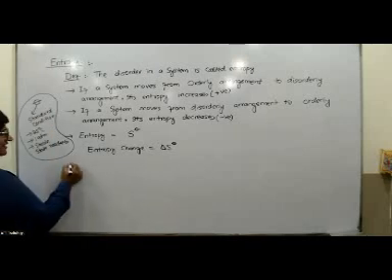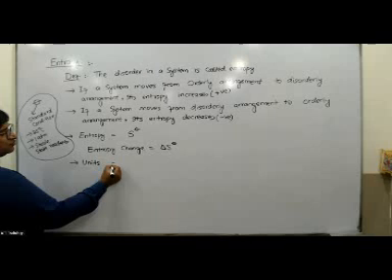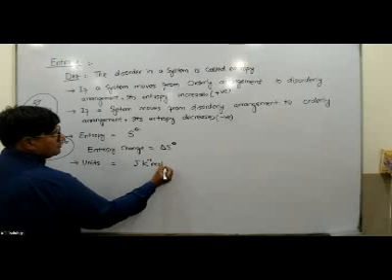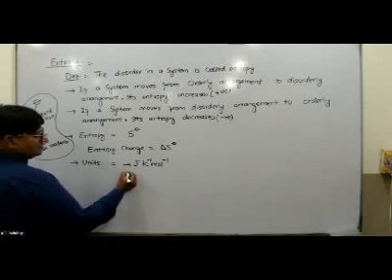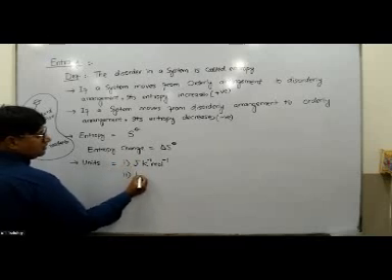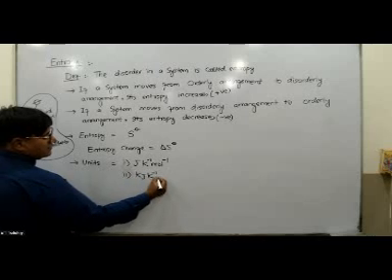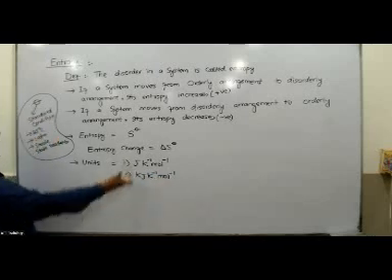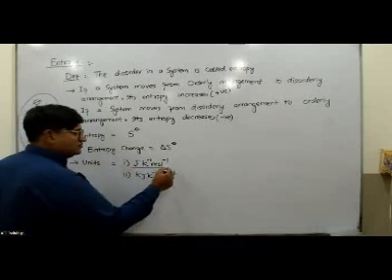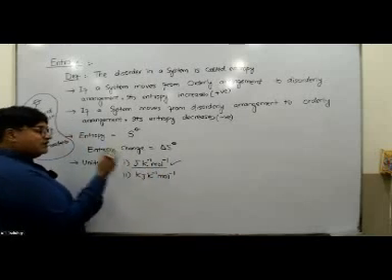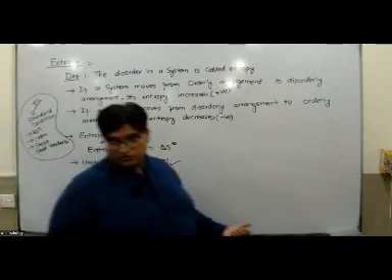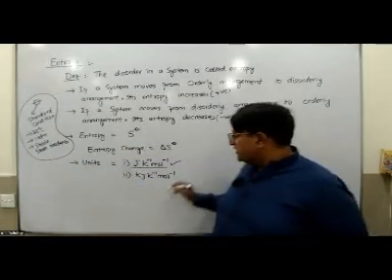The next thing, its units. Its units are joule per Kelvin per mole. The other units are kilojoule per Kelvin per mole. So these two are the units. Mostly in your questions they provide you these units, but before doing the calculation you have to change them into kilojoule per Kelvin per mole. So these units you have to use.